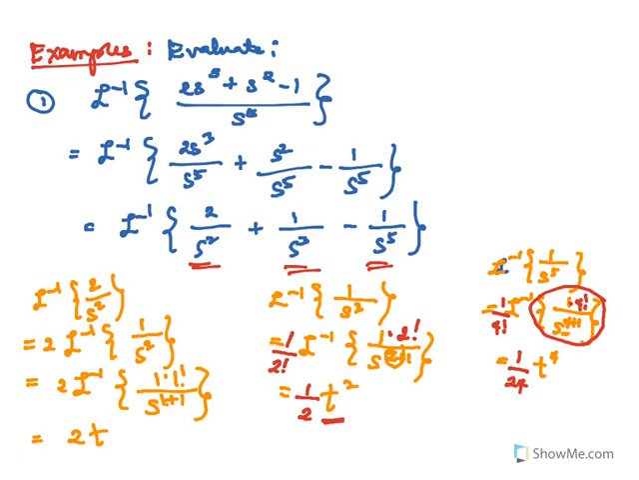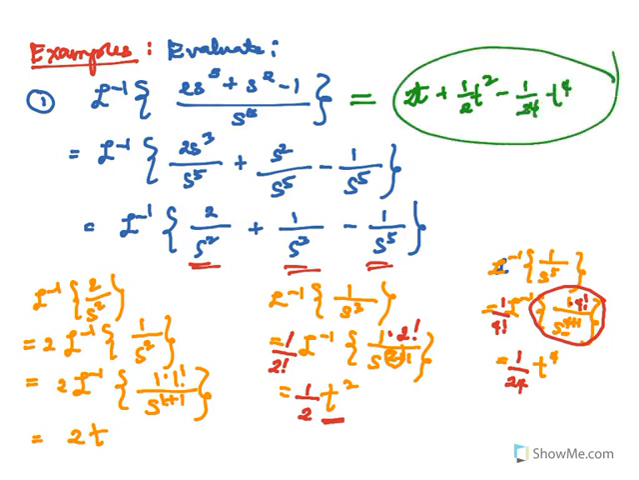Therefore, our final answer will be, the inverse Laplace of this will be 2t plus 1/2 t squared minus 1 over 24 t to the fourth.